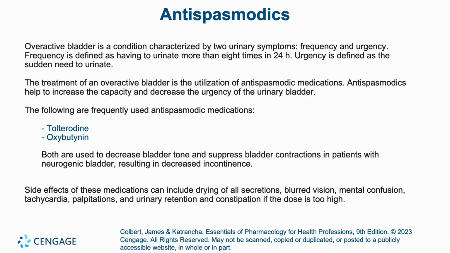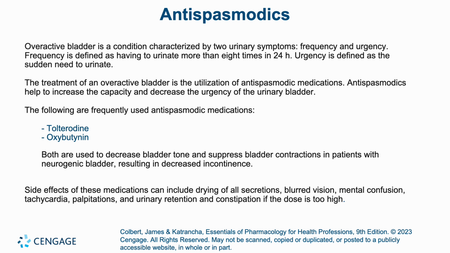Another category of urinary system drugs is antispasmodics. These are used to treat overactive bladder, which is a condition characterized by two urinary symptoms, frequency and urgency. Frequency is defined as having to urinate more than 8 times in 24 hours. Urgency is defined as the sudden need to urinate.